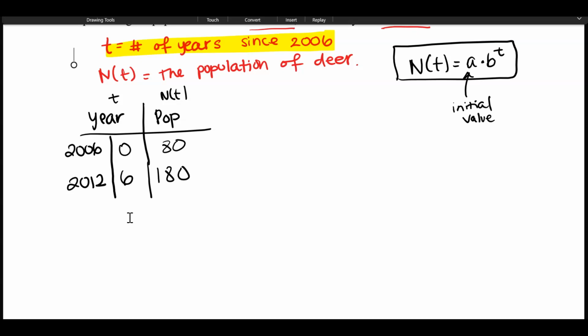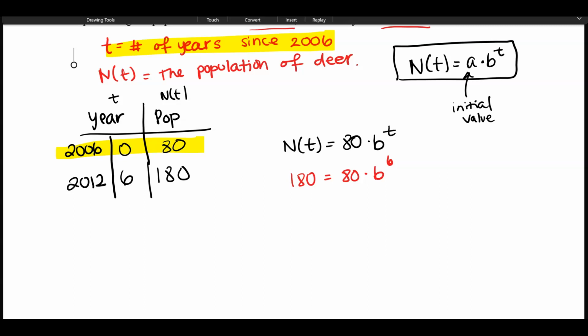Okay, so now let's take a look at this. So we know our initial value is going to be at 0 and 80. So we're going to have our n of t is going to equal, remember, a is our initial value, so we're going to start off with 80, and then that's going to be times, we don't know what that growth rate is yet, right? And so this is to the t power. Okay. Now, we do know that the population was 180, right, when 6 years had passed. So now we're going to solve this.